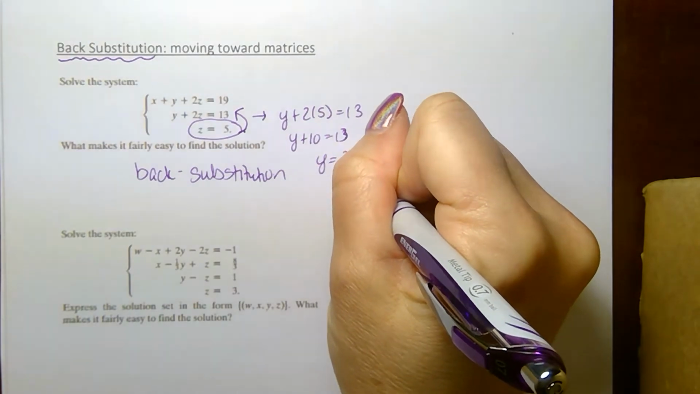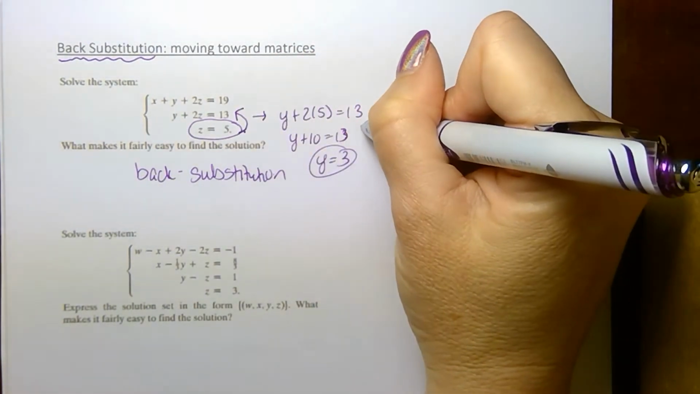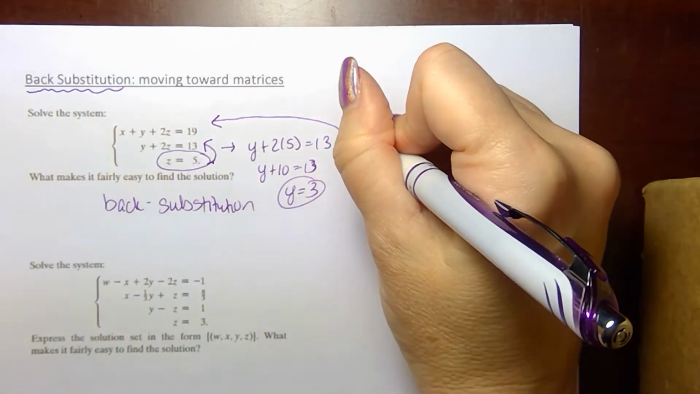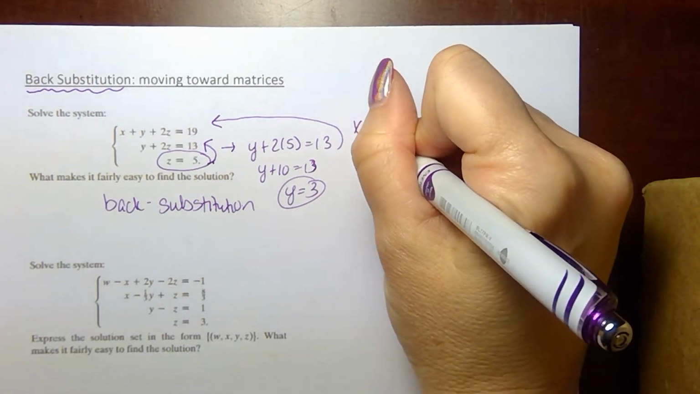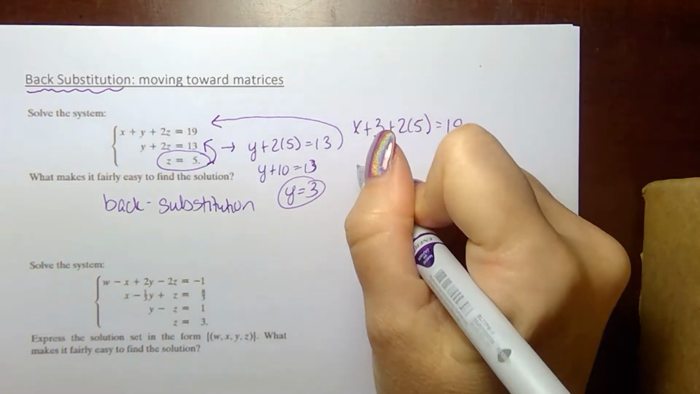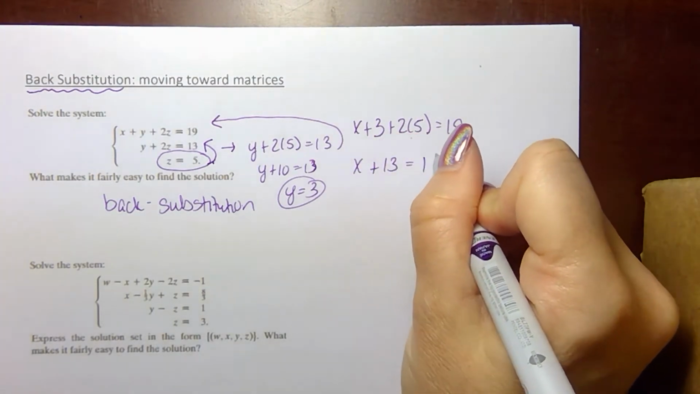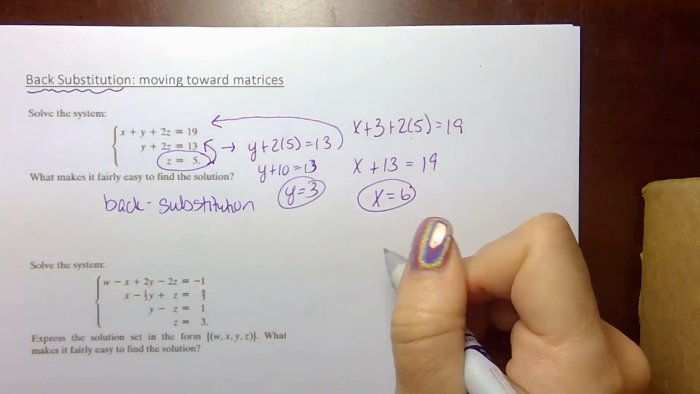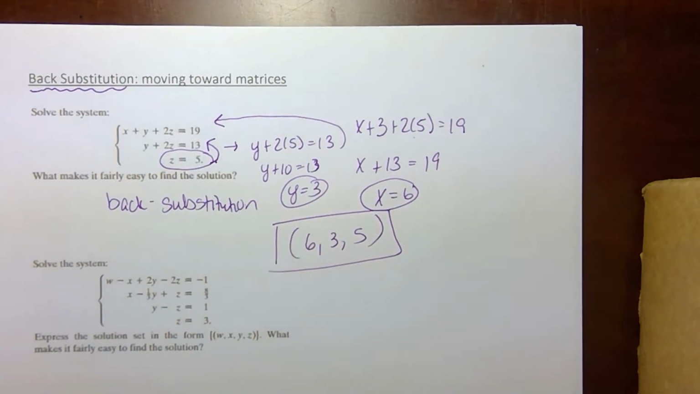So y is 3. And then I can take that knowledge, knowing that z is 5 and y is 3, back up again and plug it into the first equation, and say x plus 3 plus 2 times 5 is going to give me 19. So x plus 10 plus 3, x plus 13 equals 19. So x is 6, and my ordered triple would be 6, 3, 5 using back substitution.